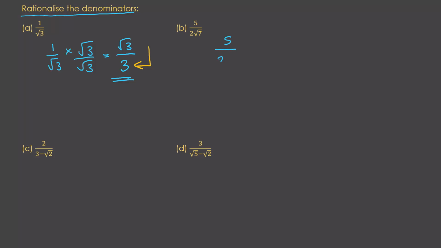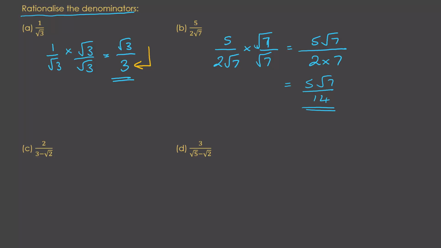When we have 5 over 2 root 7, you don't need to worry about the 2 bit. You just need to worry about the root 7. So we could do this with a root 7 over root 7. Then the top is 5 root 7. And the bottom is going to be 2 times 7, because remember root 7 times root 7 is 7. We still have the 2 there. So that would be 5 root 7 over 14.